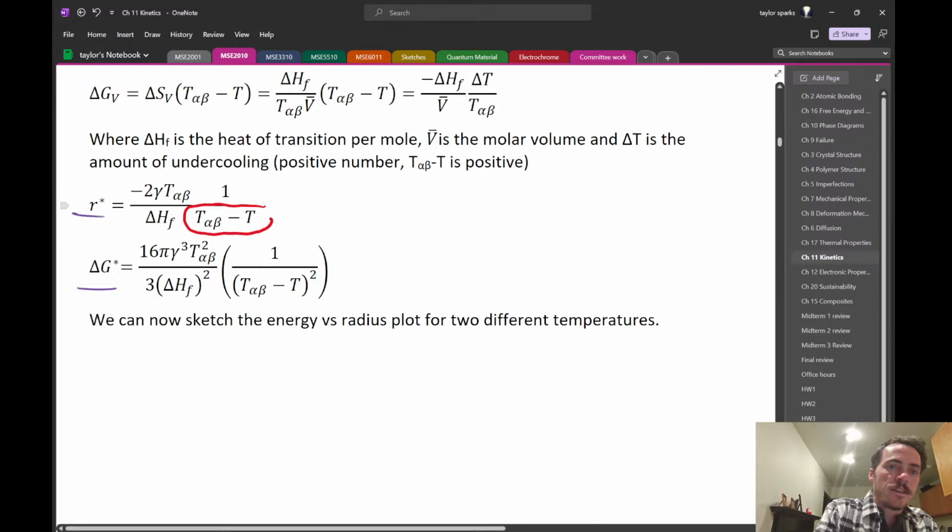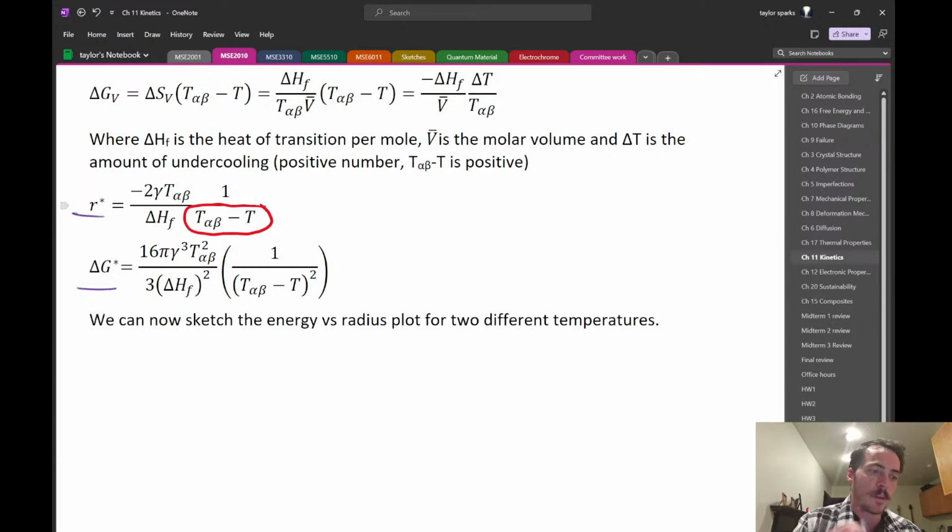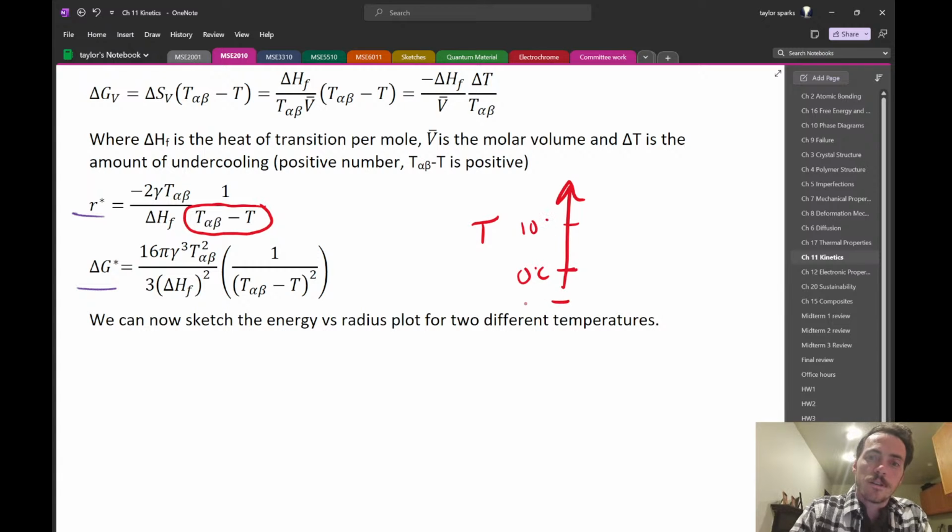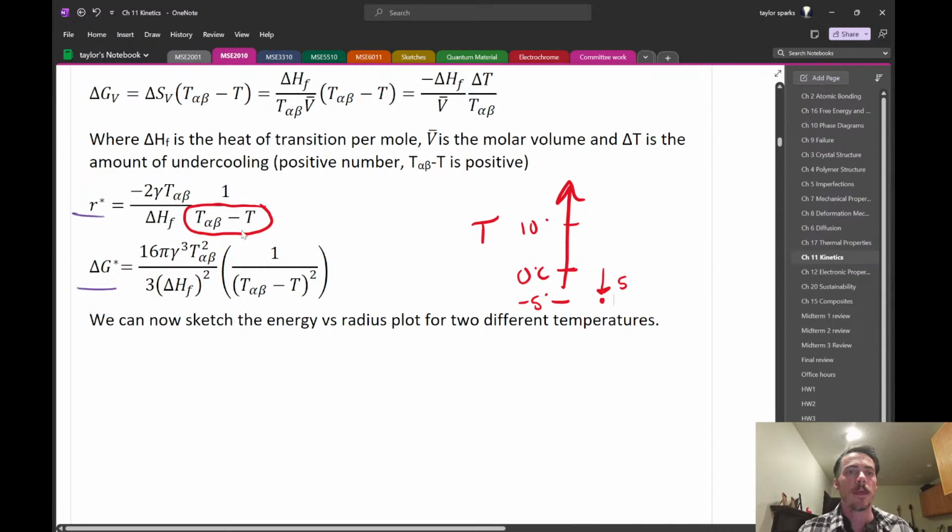This right there, that T alpha beta minus T, the T alpha beta is the temperature at which you expect the transformation to happen. The T is the temperature at which you are at. So for example, on a number line, if we were to plot temperature here, and this is, say, 0 degrees Celsius, and this is like 10 degrees Celsius, and down here is like minus 5 degrees Celsius. If you are right here, then you are 5 degrees below the point at which you'd expect the transformation to take place. So that's a positive number because we're talking about this in terms of undercooling, right? So that's what the T is in that equation.